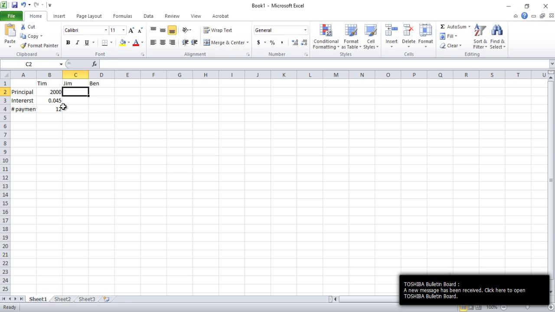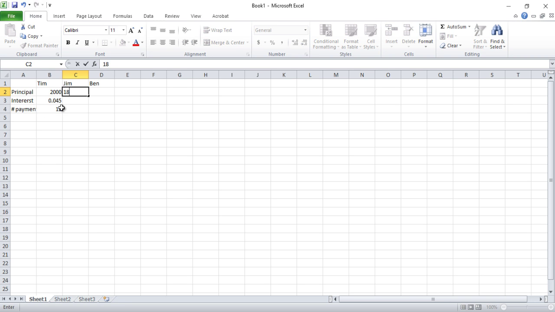Jim, on the other hand, was starting off with $1,875, paid at 4.8% interest, semi-annually or twice a year. Ben started off with $1,800, and he was getting 5% interest, paid once a year.